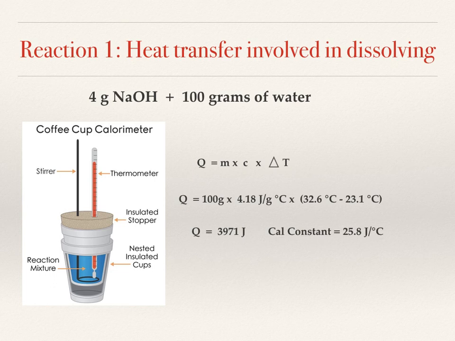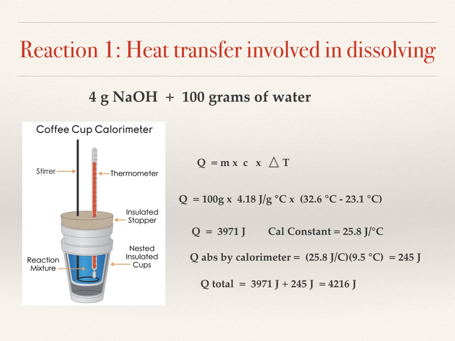But we also know that their calorimeter absorbed some energy as well. The calorimeter constant for them was 25.8 joules per degree Celsius. So taking into consideration our change in temperature, which is 9.5 degrees, we calculate that the calorimeter absorbed 245 joules of energy. So we're going to add those two values up for a total amount of heat absorbed by the calorimeter plus the water as a little over 4,200 joules of energy.